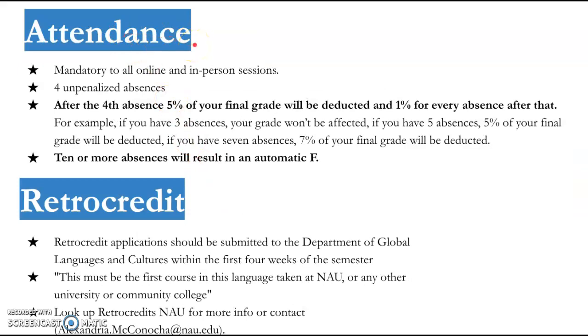There is an attendance policy, right? So attendance is mandatory to all online and in-person sessions. You have 4 unpenalized absences, right? So with those 4 absences, you can miss class and you won't be deducted any points. You are responsible for completing any work that you missed, right? But after the 4th absence, 5% of your final grade will be deducted, and 1% for every absence after that, right? 10 or more absences will result in an automatic F.